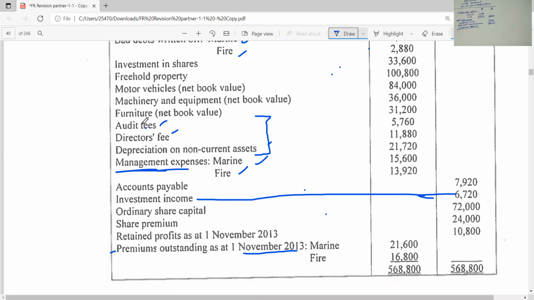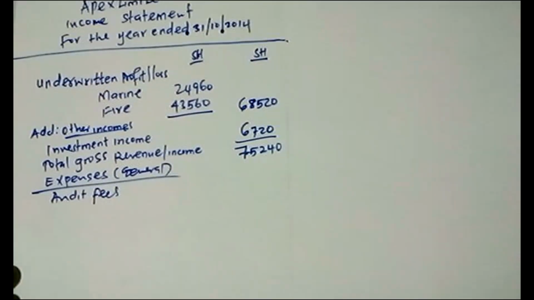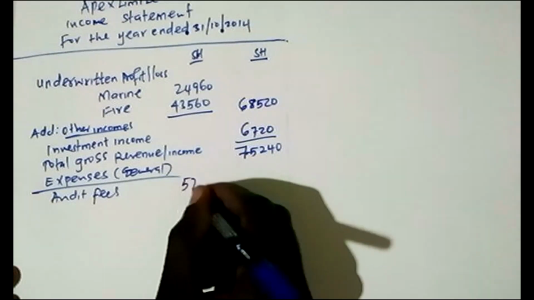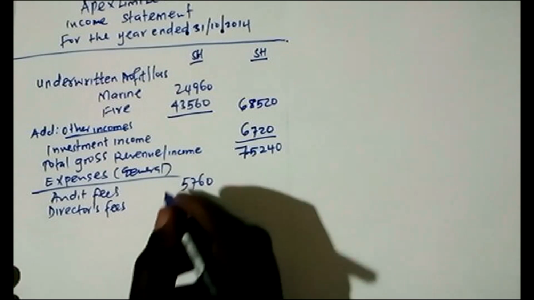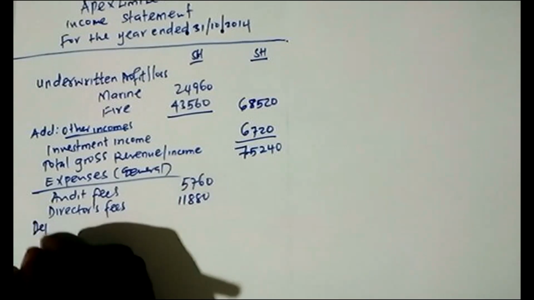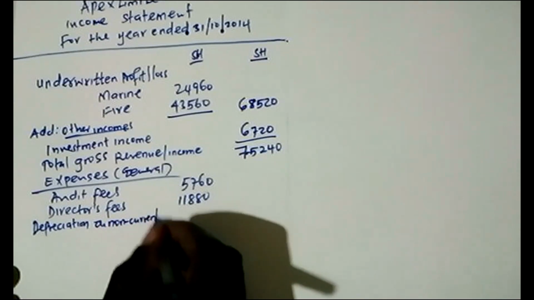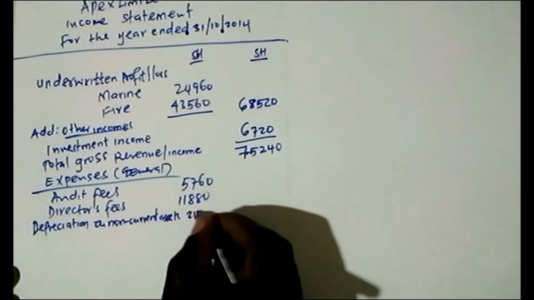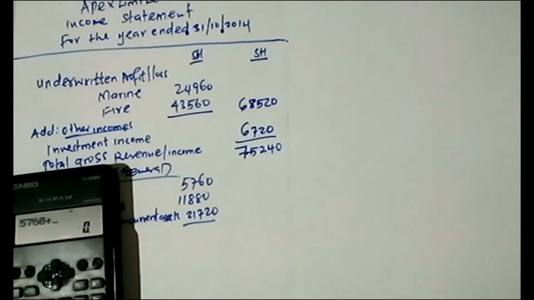Audit fees. So this is fees, not T's. Then we have director's fees, depreciation on non-current assets. So let us record the three. So we have the audit fees, which is 5760. We have the director's fees, which is 11,880. And we have the depreciation on the non-current assets, so that is 21,720. So let us add the three. So 5760 plus 11,880 plus 21,720.